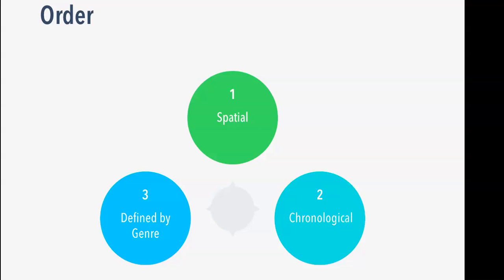Order defined by genre is a predetermined type of writing. Filling out a form of some kind or standard procedures to be followed are order defined by genre. So that's probably the one that's confused the most. I think spatial order and chronological order, people could pretty much guess at just by what the words mean. Order defined by genre, sometimes people get tricked up on that one a little bit.